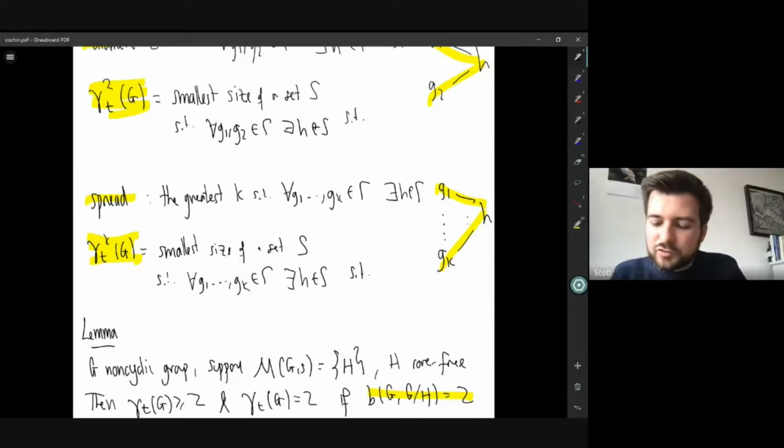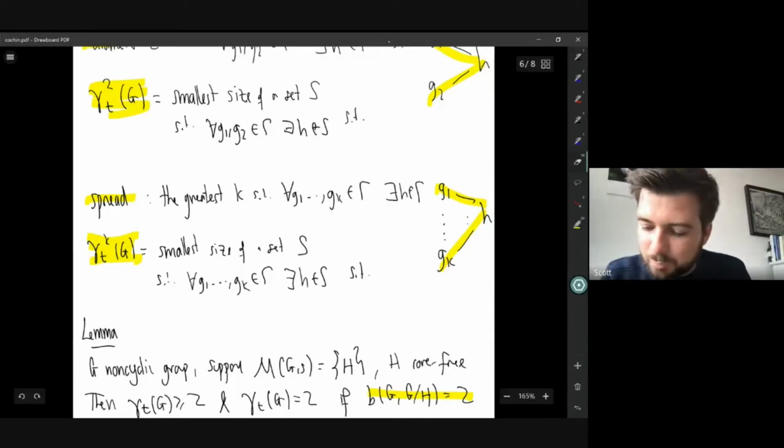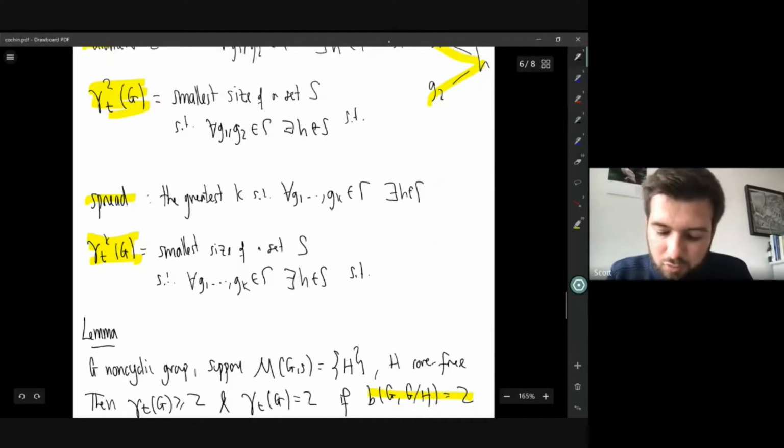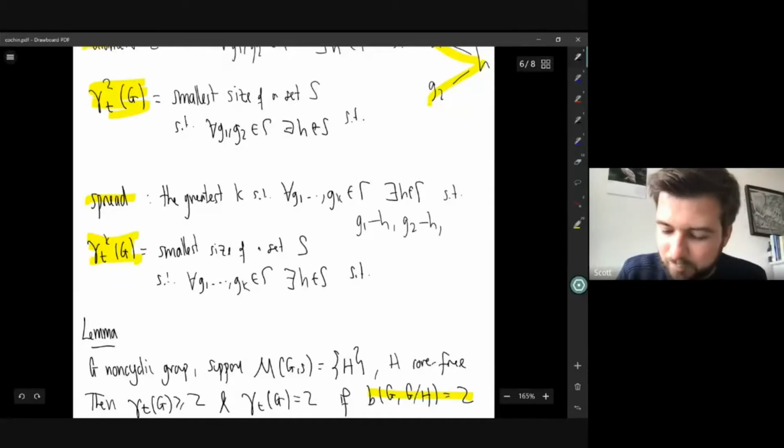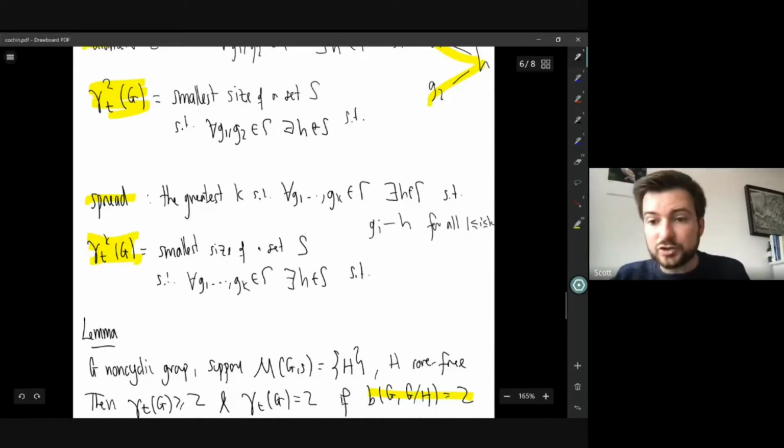Oh, sorry, so it's not clear at all. Let me write it properly. I realised that's not very clear. The greatest k such that for all G1 up to Gk, there exists H such that G1 is adjacent to H, G2 is adjacent to H. Also, I'll write it properly: Gi is adjacent to H for all i. So I do care about G2, G3, G4, G5 up to Gk.